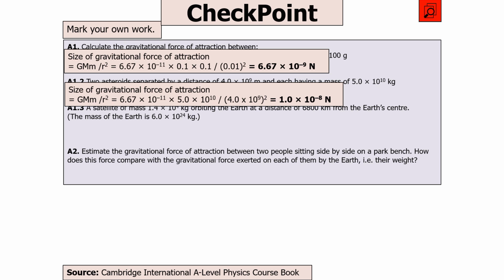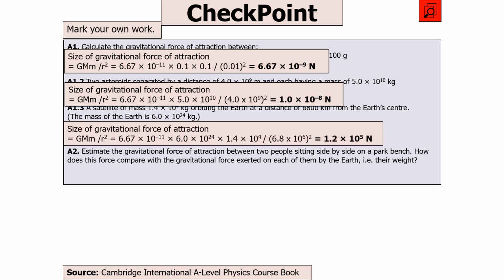The next question, again, we're using GMm over r squared. Now again, remember that we're not working in kilometers, we're working in fact in meters, so it's 6.8 times 10 to the 6, okay, and it's r squared, and we get our answer to be 1.2 times 10 to the 5 newtons.